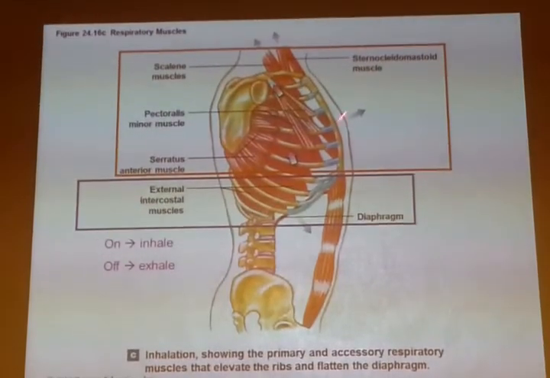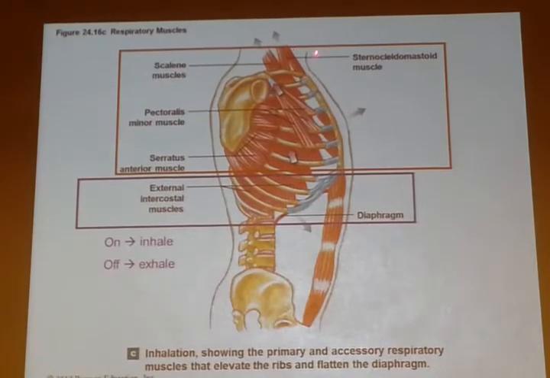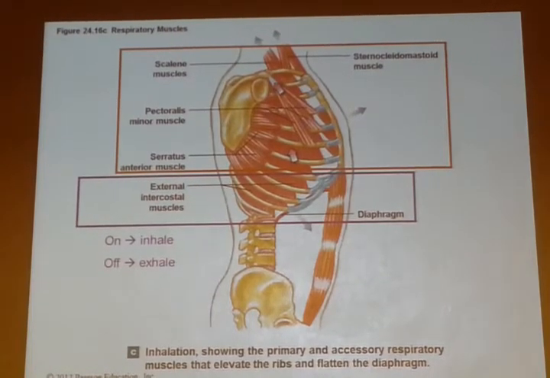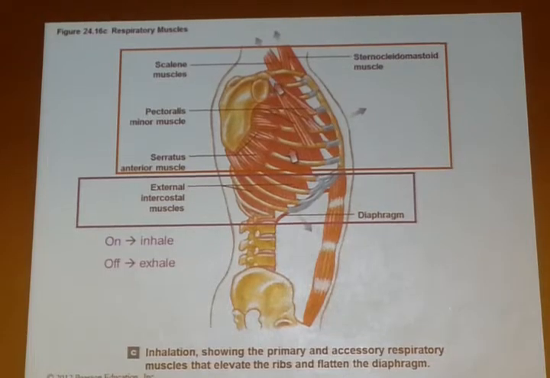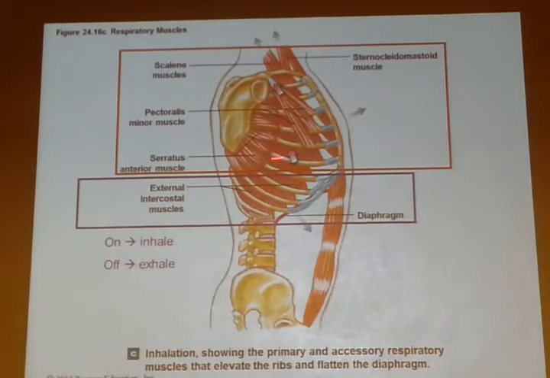So to inspire more air, sternocleidomastoid and scalenes pull up, so does pectoralis minor, and serratus pulls out laterally and towards the back. The external intercostals are contracting for the first 500 mLs. They're not resting during forced inspiration. They're also contracting, but you're using these accessory muscles to get the extra air in.